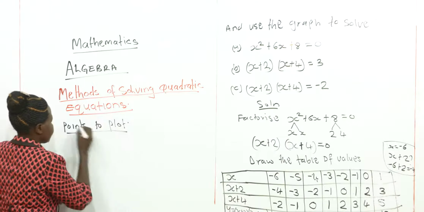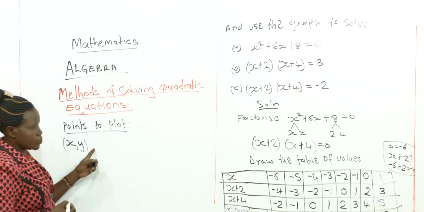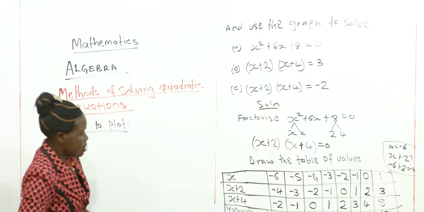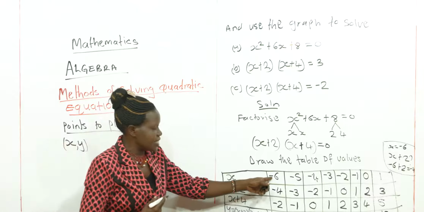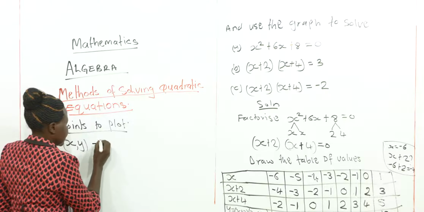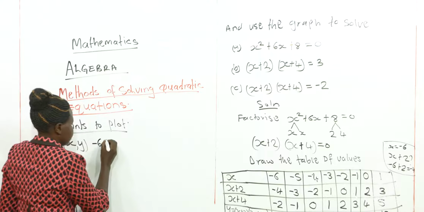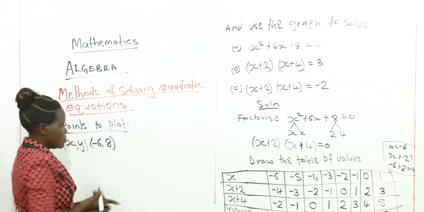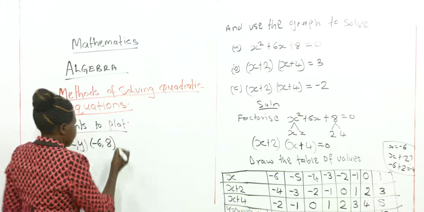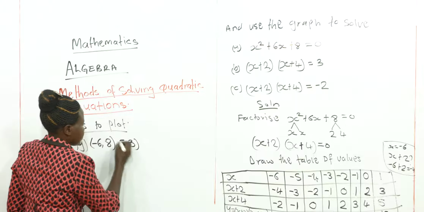So the points that you are going to plot are x and what? And y. That is what we are going to plot. So you are going to check from your table what x is. X is negative 6. So the point to plot is (negative 6, and then y is what? Is 8). Close the bracket. Then you also come here. We have negative 5 and what? Positive 3. Negative 5 and positive 3.